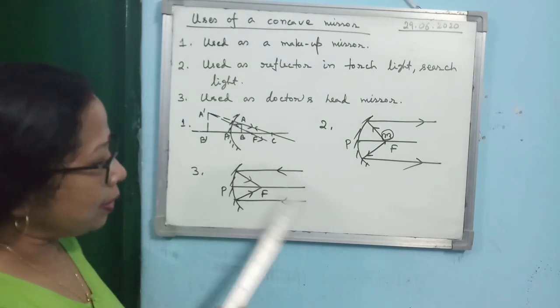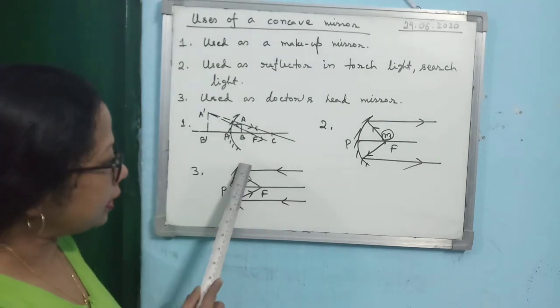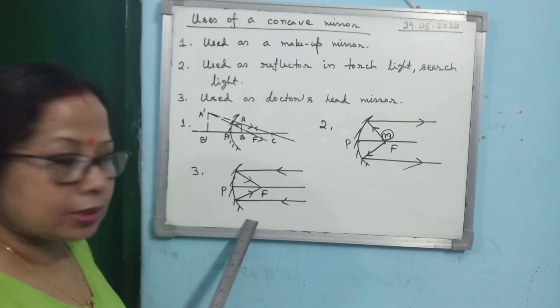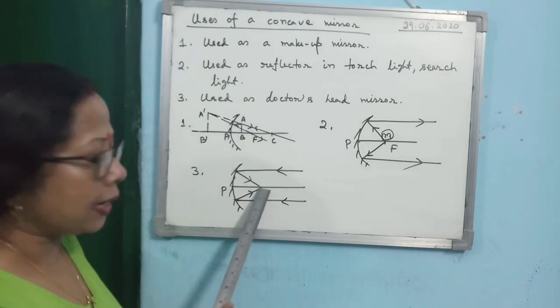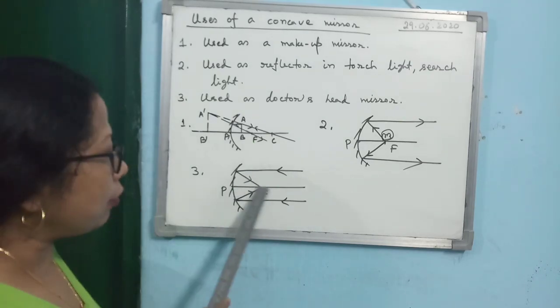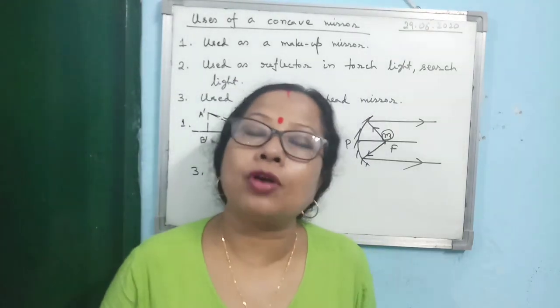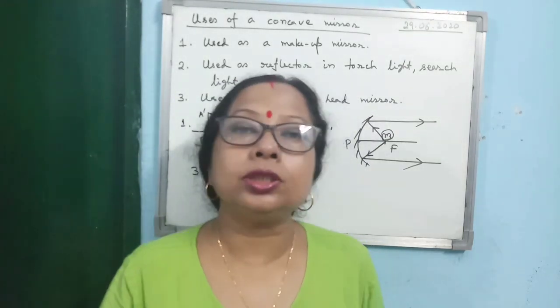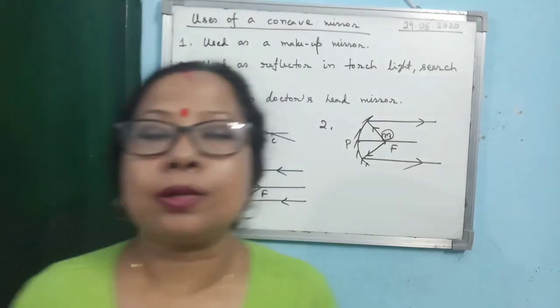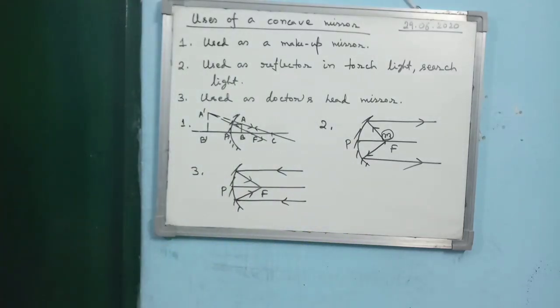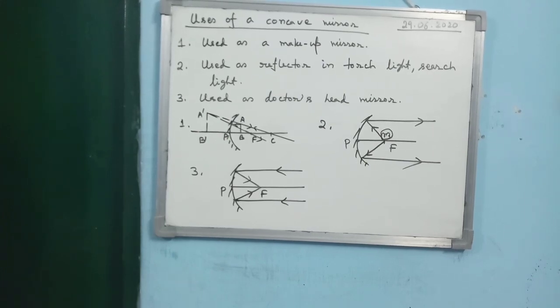A parallel beam of rays falls on the doctor's head mirror, which is the concave mirror, and it produces a converging beam of rays. When this concentrated beam falls on the inner organ, the doctor will be able to see that part clearly. So these are the uses of concave mirror. Kindly learn the uses along with the diagrams.